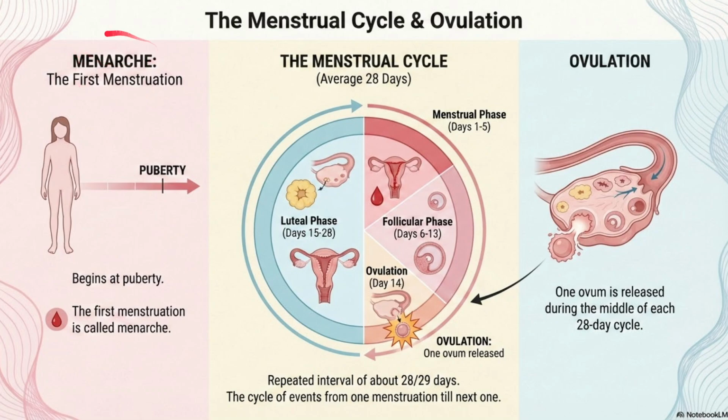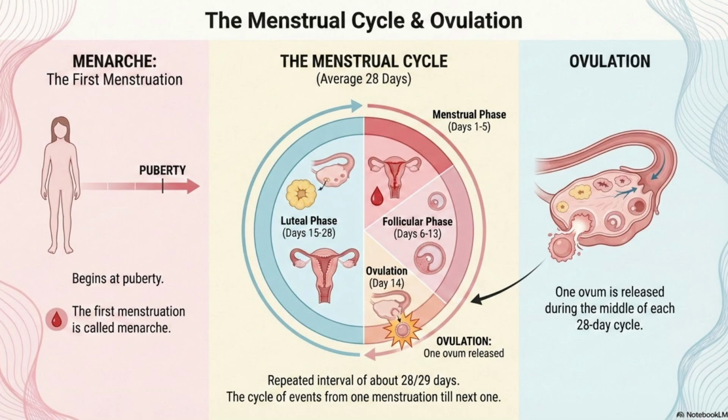That is the first menstruation which is going to happen around puberty, that is 11 to 14 years of age. We are going to call it menarche. It begins at puberty, and from that menarche, for a period of certain years the menstrual cycle will keep on happening. The average length of the menstrual cycle is approximately 28 to 29 days.